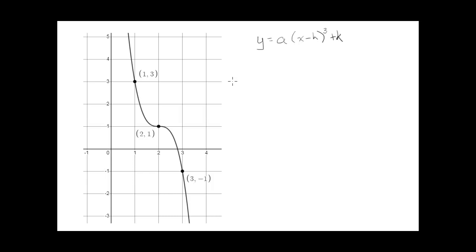In this video, I'm going to look at how to get the equation of a cubic function which has been transformed. So over here is the graph of the cubic we're looking at. We're given 3 points, 1, 2, and 3, and we want to come up with the equation. So what we need to do is come up with this a value, this h value, and this k value.